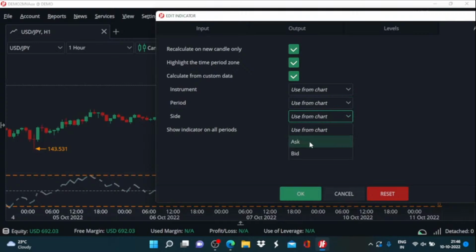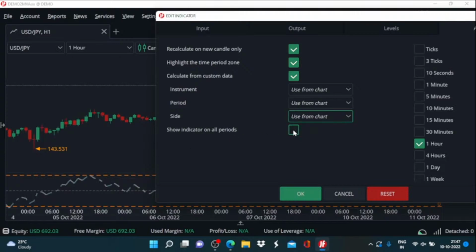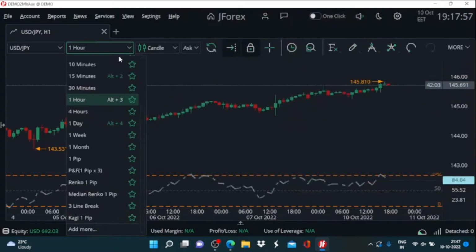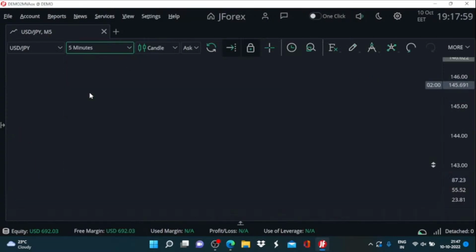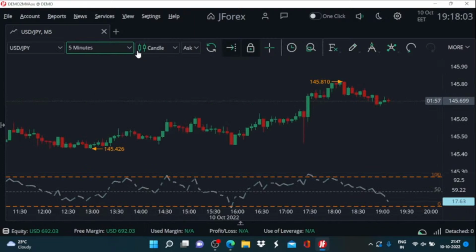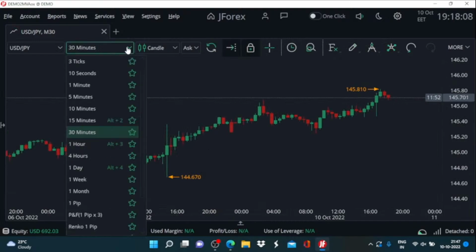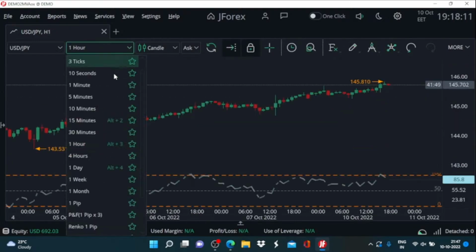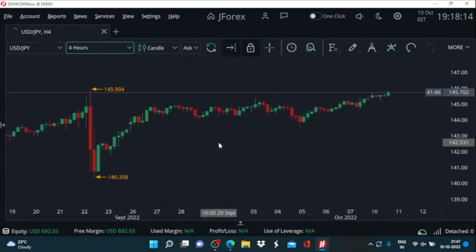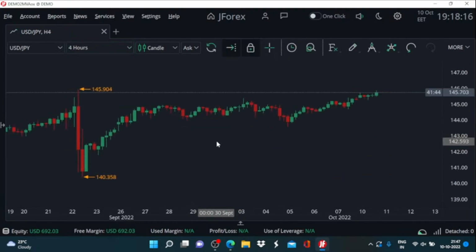The side can be ask or bid. There is going to be minor difference in the output depending on which side you're using. If you want the indicator to be available on all the candle periods, then you have to opt in for this. If you opt out of this option, then you have to specify on which candle period these indicators should appear, and only on those candle periods this indicator will appear. Now that we have specified 5 minutes and hourly as the time frame on which this indicator is going to be available, only on those time frames this indicator will be available and not on other candle periods. You can notice from this charting for the USDJPY.